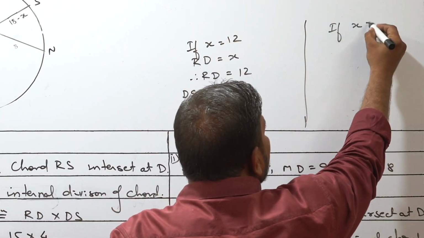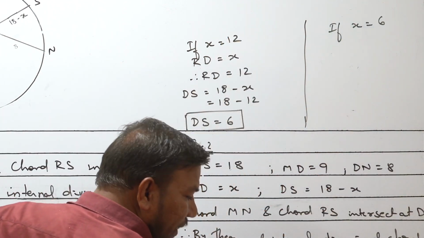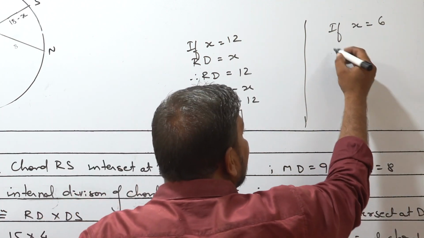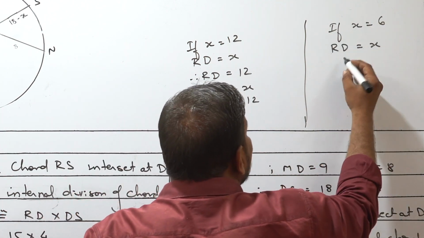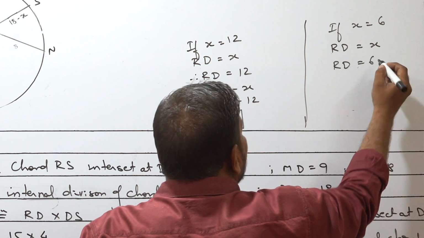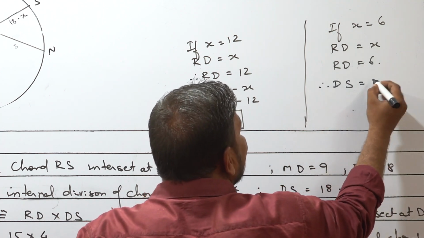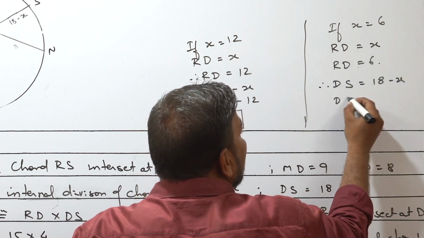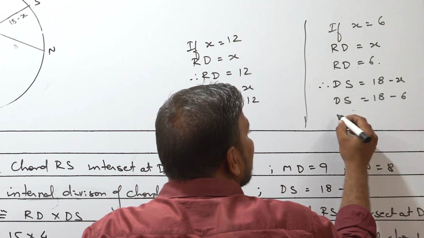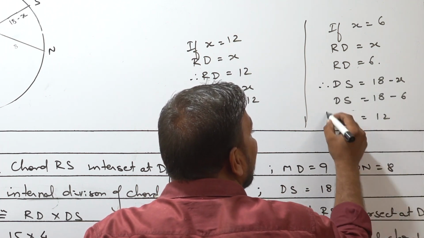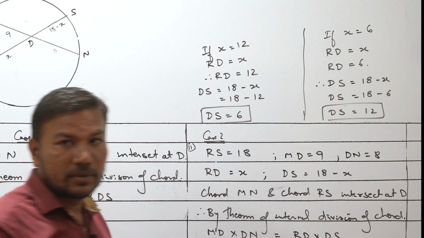Now if x is equals to 6, we got two values now. If x is equals to 6, what will be RD? RD is x, RD is 6. Then what will be DS? DS is equals to 18 minus x, that is 18 minus 6, then DS will become 12. So done.